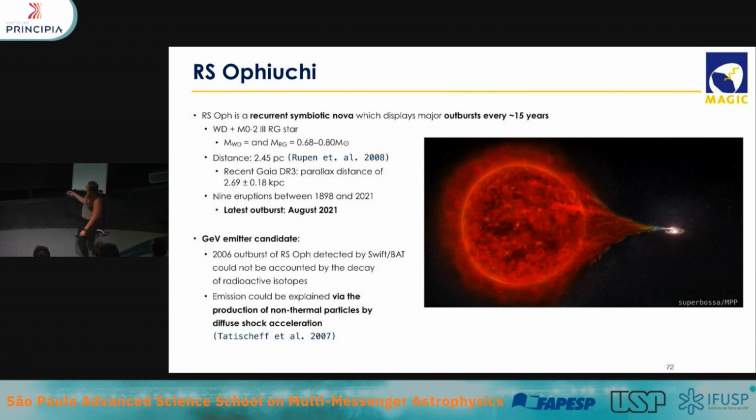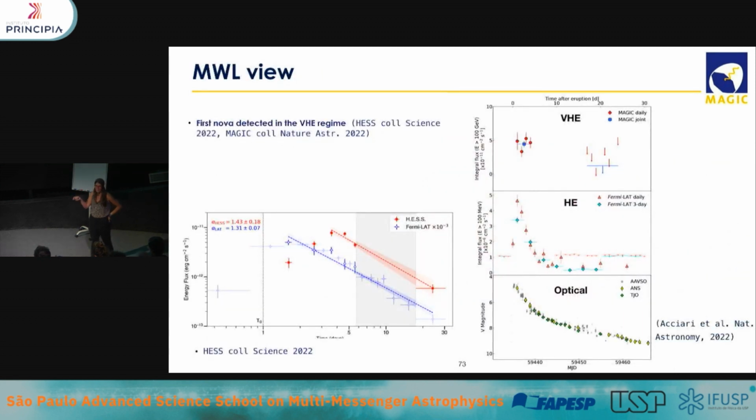Then in 2021, RS Ophiuchi, which is a recurrent symbiotic nova. Symbiotic because you have the red giant, recurrent because it shows outbursts every 15 years. And this was already theorized to be a good GeV candidate. So we were really hoping for this system. And indeed, this is the first nova that is detected at very high energies.